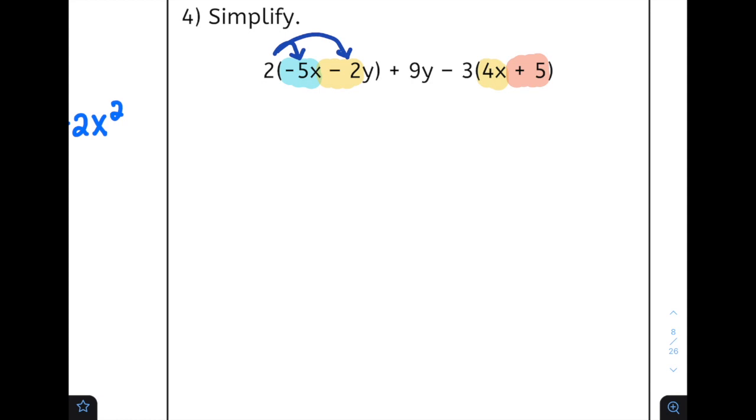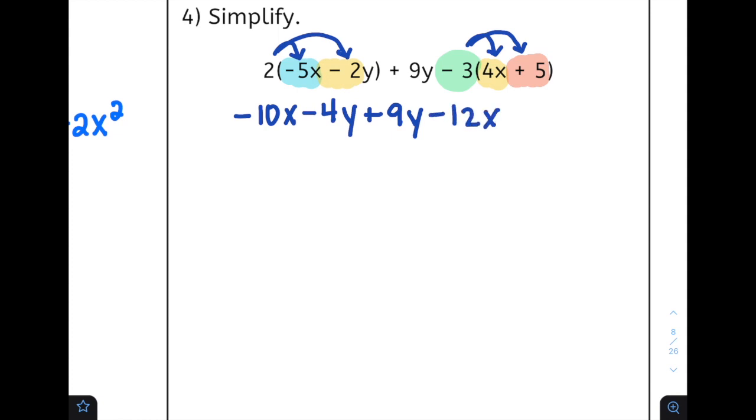Okay, so I have negative 5x times 2 is negative 10x. 2 times negative 2y is negative 4y. I have plus 9y. And now I'm going to take the term outside, negative 3, and multiply and distribute to both terms inside the parentheses. So I have negative 3 times 4x, which is negative 12x. Negative 3 times 5 is negative 15. So now I'm going to use like terms, and I'm going to combine and simplify my expression.